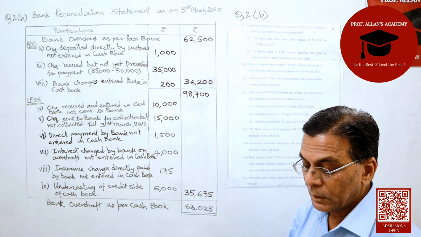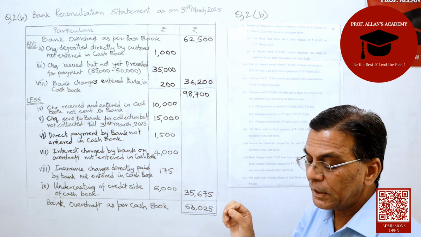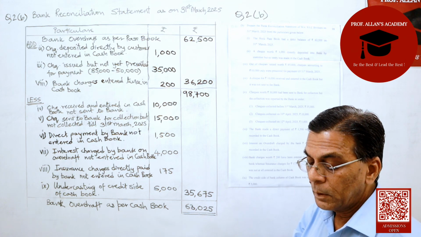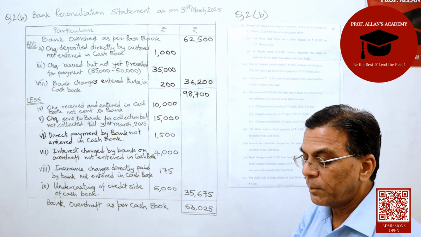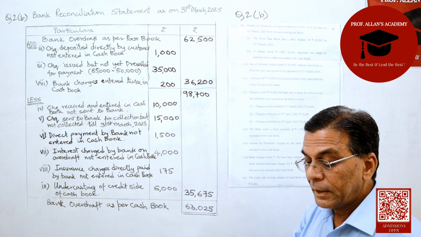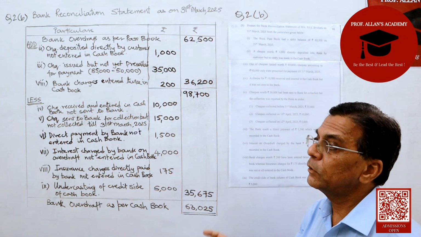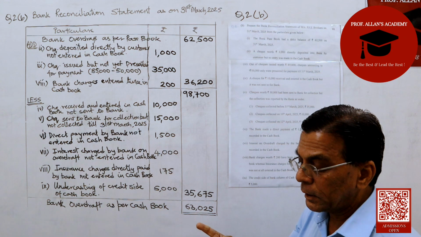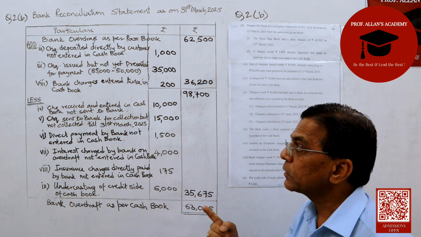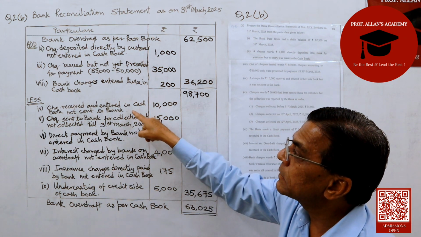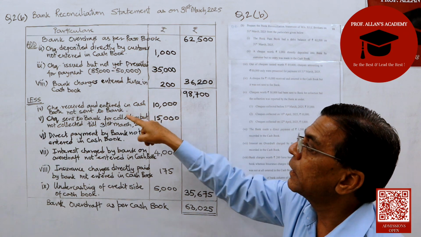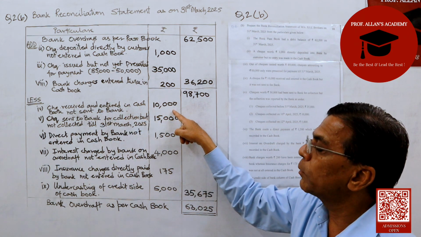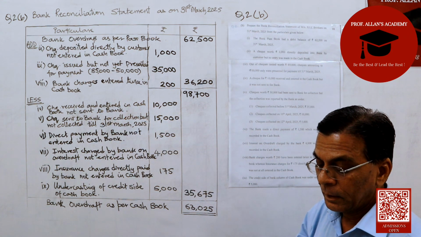The next item, a check for 10,000 received and entered in the cash book, but it was not sent to the bank. So they are saying you have received a check, you have entered it in the cash book, but you have not sent it to the bank as a deposit. Therefore, you will less check received and entered in cash book, not sent to bank, 10,000.